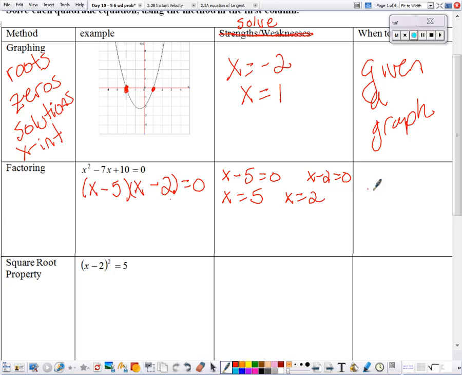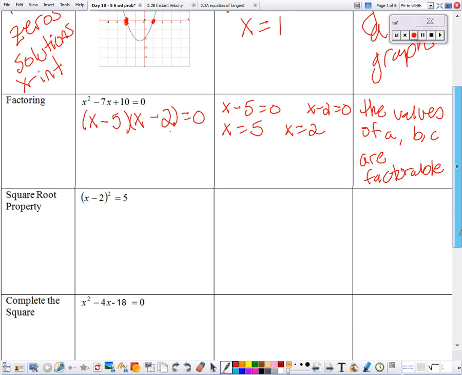We use factoring when the values of a, b, and c are factorable. Factoring can be one of the fastest ways for solving, so you should always check to see if your equation will factor first.